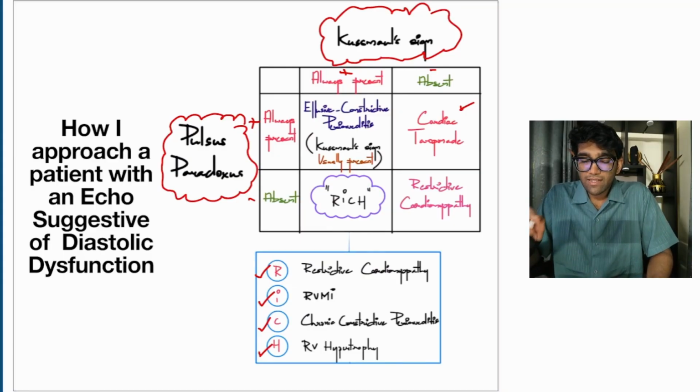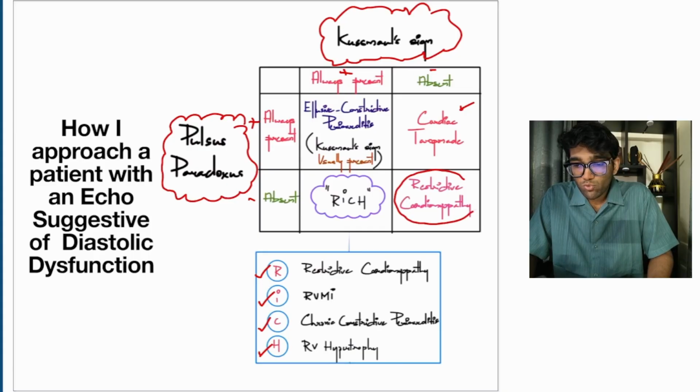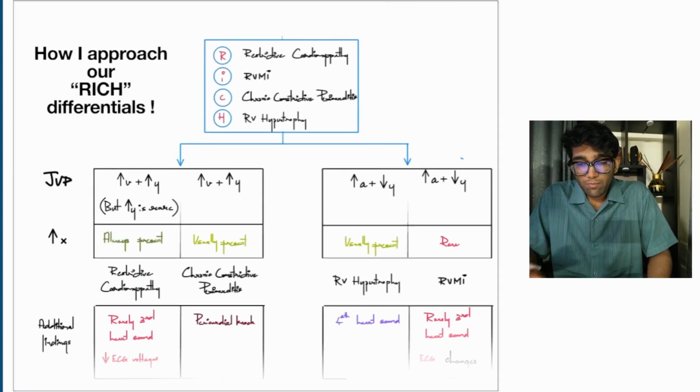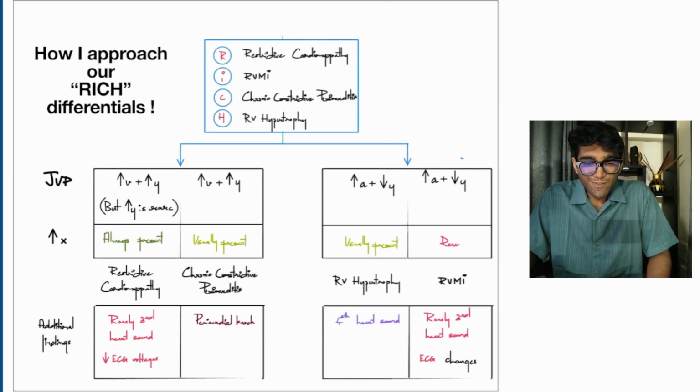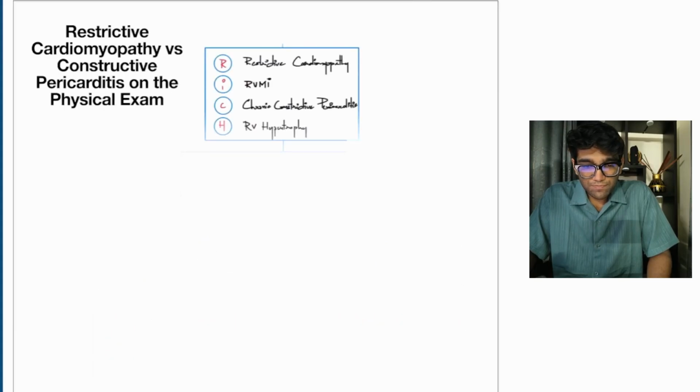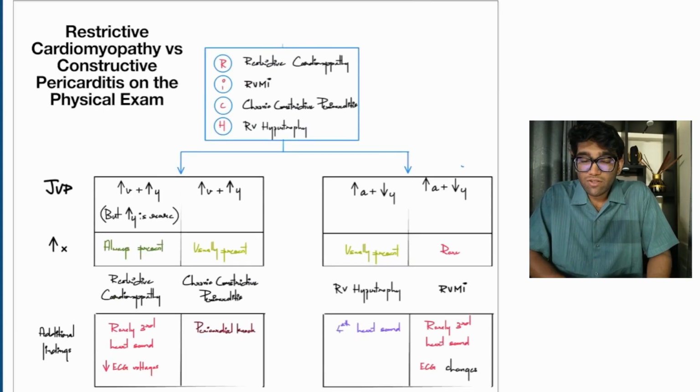So another thing that we need to discuss is that restrictive cardiomyopathy usually has neither pulsus paradoxus nor Kussmaul sign, but may have a Kussmaul sign positive. Okay, but that is an uncommon finding. Okay, fine. Now, how do I approach our rich differentials? So what I do is I divide them based on their clinical manifestations. Some of them are more similar to each other than the others.